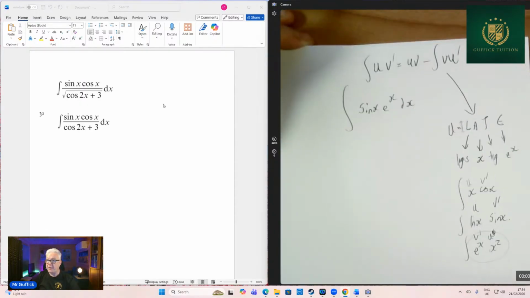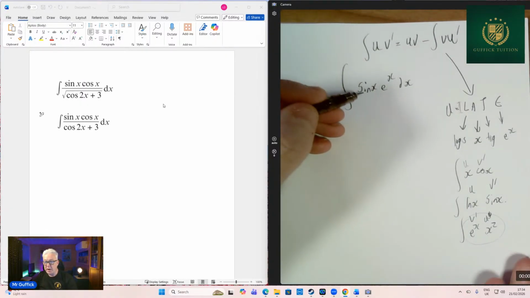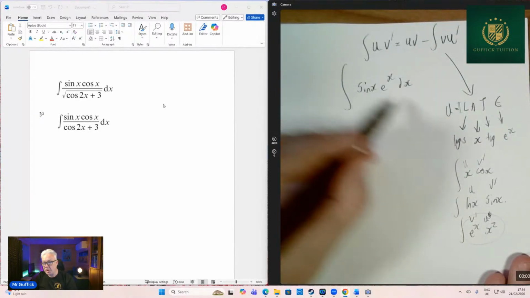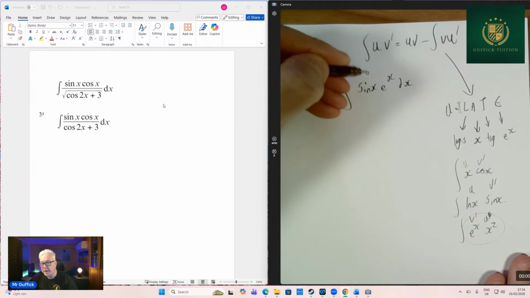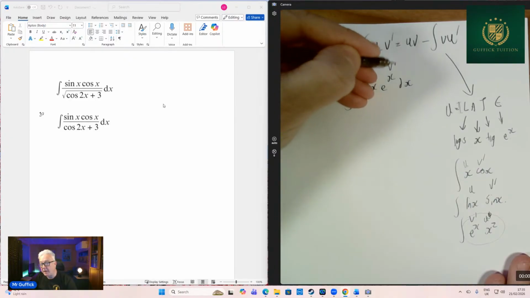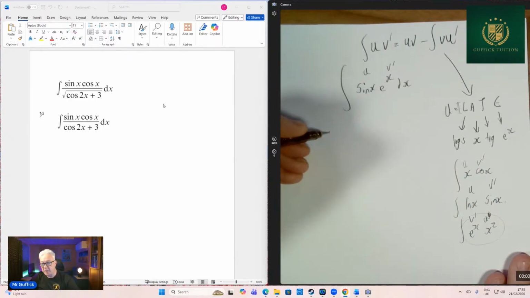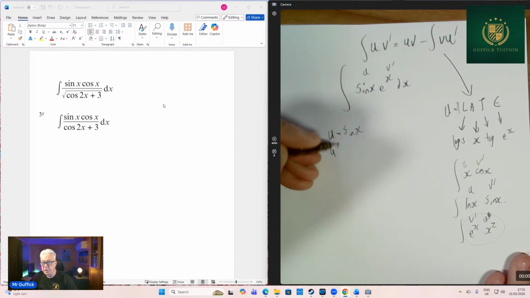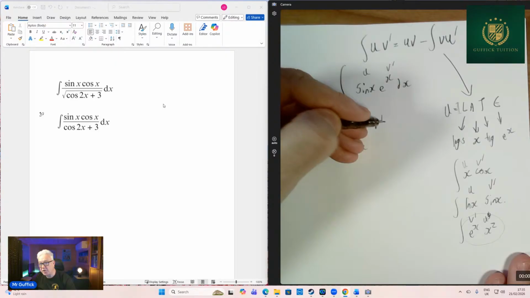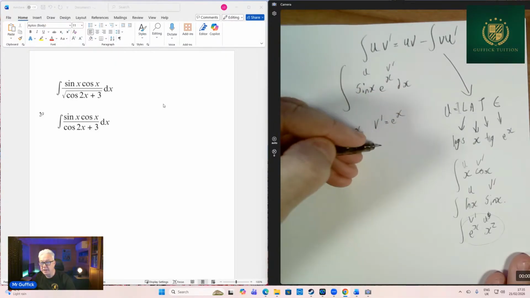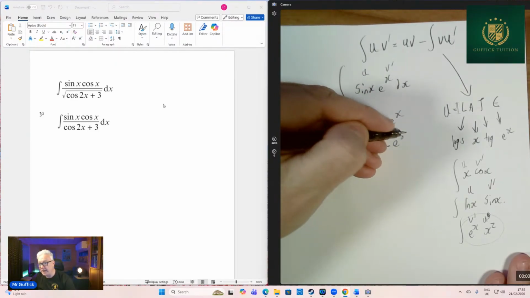Now let's apply that method to this one. What have we got? We have got trigonometry and we've got exponentials. So that's going to be our u, and that's going to be our v dashed. We're saying that u is therefore sine x, so u dashed is going to be cos x. We're saying that our v dashed is going to be e to the x, so our v is also going to be e to the x.